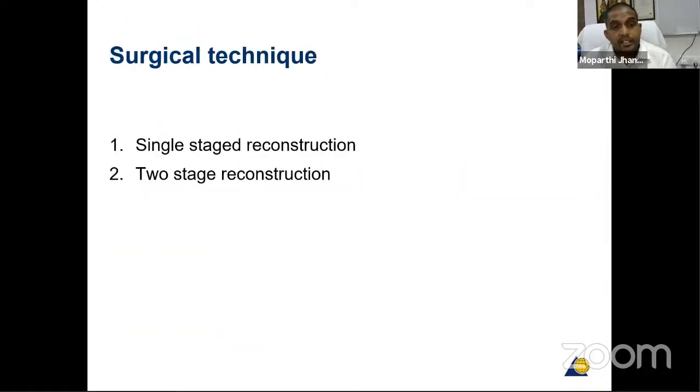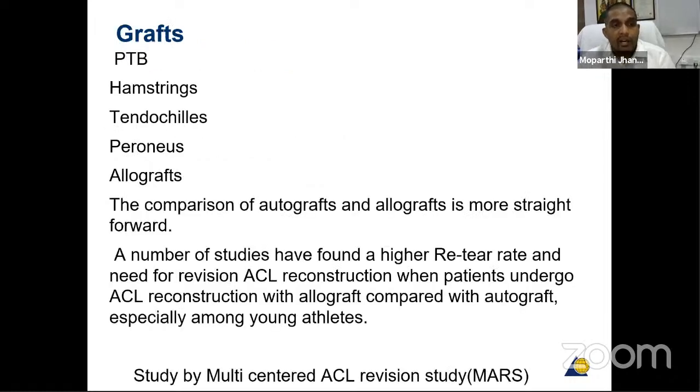So if it comes to surgical techniques, it is a single stage reconstruction or two stage reconstruction, because single stage reconstruction has its own indications, whereas two stage reconstruction has its own indications. Grafts, there are so many grafts: patellar tendon bone grafts, hamstring grafts. You can use tendo Achilles, peroneus, allografts. That depends on the surgeon's choice.